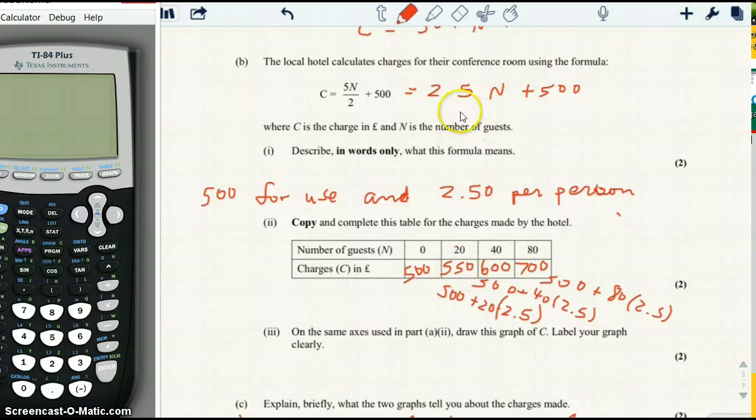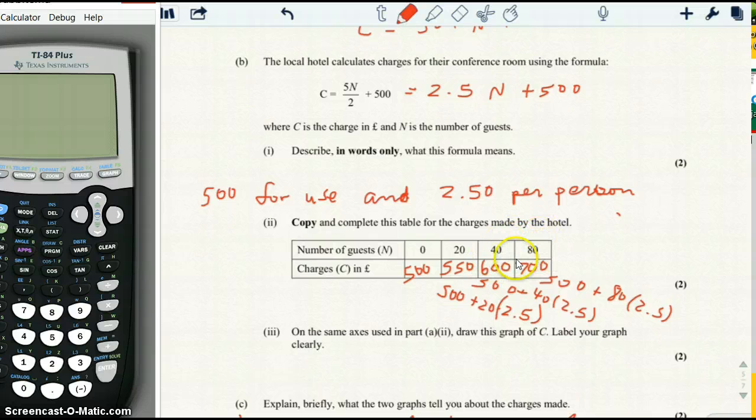Well, for 20 guests, you put 20 in there. 20 times 2.5 is 50, plus 500 is 550. So the second one is 550, and the next one is 600. And you can see there's a pattern here, 500, 550, 600, they're jumping by 50s. But then they do something tricky.